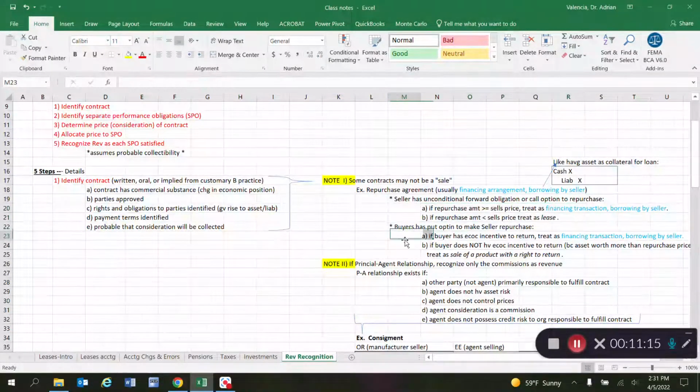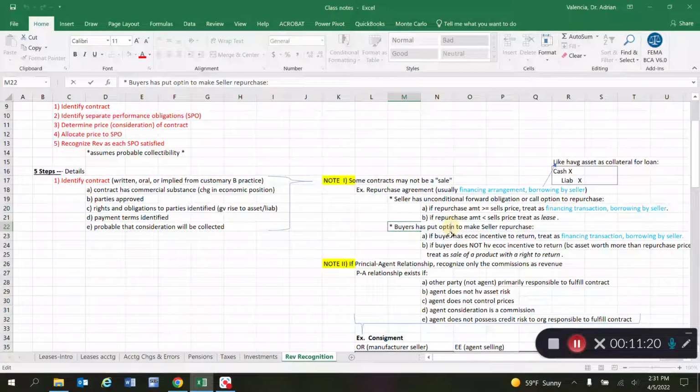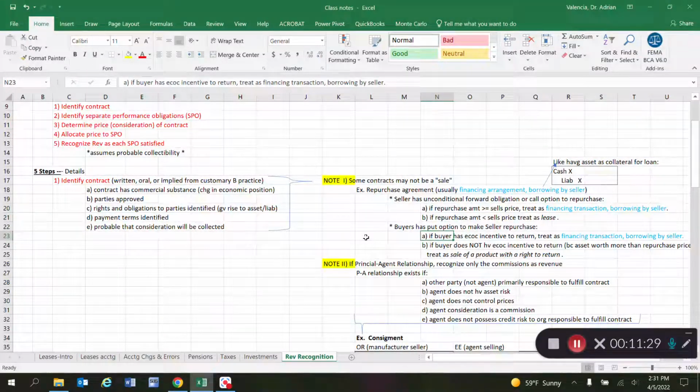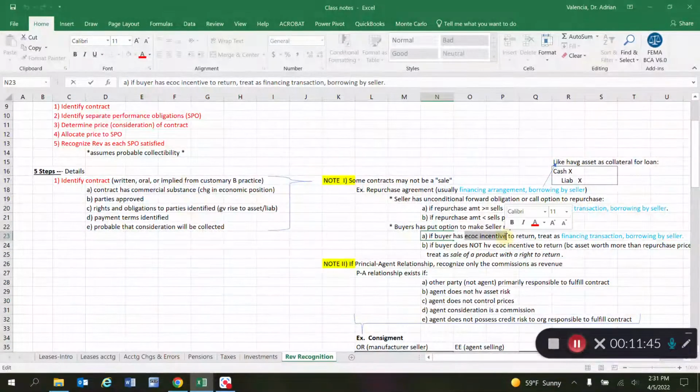Now, if the buyer has a put option to make the seller repurchase, so if the buyer can force me to resell it and the buyer has an economic incentive to return it, then at that point, once again, it's a financing transaction. In other words, the economic incentive that may exist for the buyer is that I would be buying it back at a higher price than the fair market value of it.